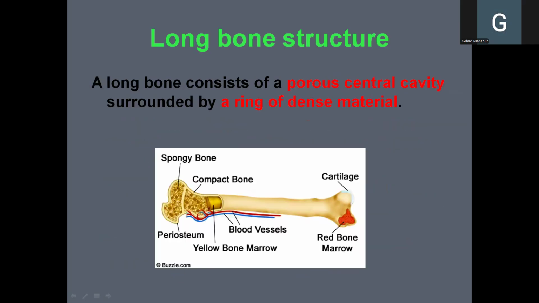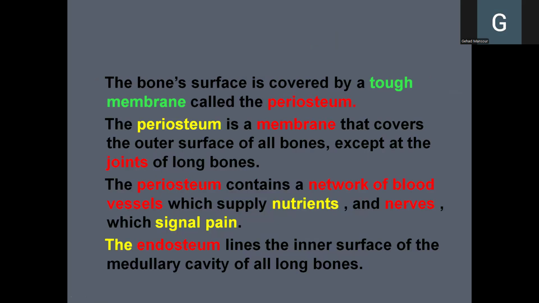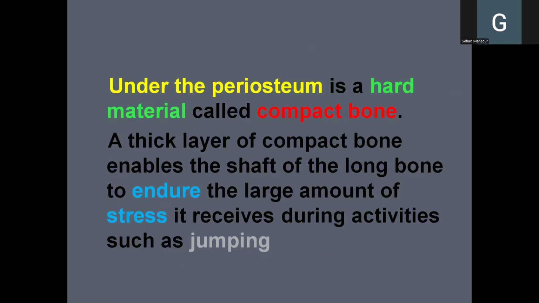Just like we have the periosteum on the outer side of the bone, we have on the inner side of the bone lining the compact bone, the endosteum, and the endosteum lines the bone marrow cavity from the inside. So as I've just said, just under the periosteum, we have a hard material that is called the compact bone. The compact bone is a thick layer, and it is a rather hard, solid layer.